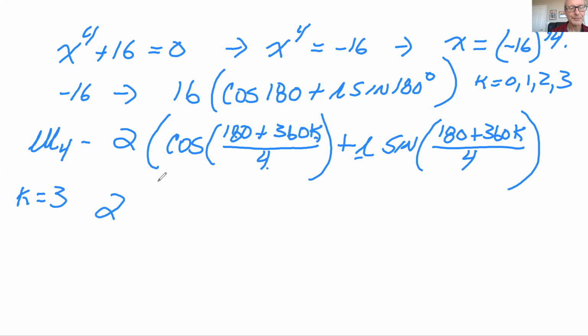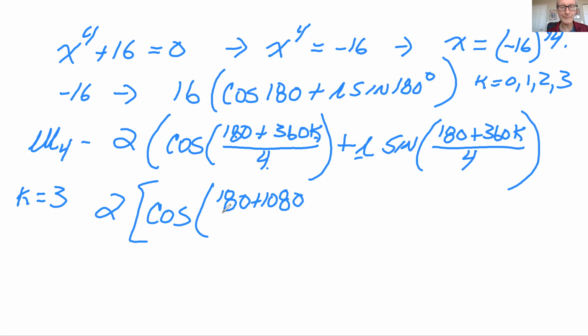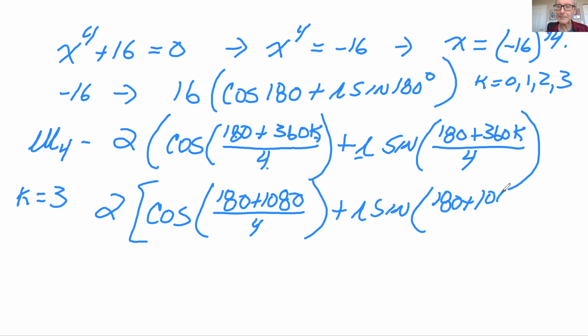And so that would be 2 cosine of (180 plus 1080 divided by 4). And k equals 3. So what is 360 times 3? 1080, divided by 4, plus i sine of 180 plus 1080 divided by 4.